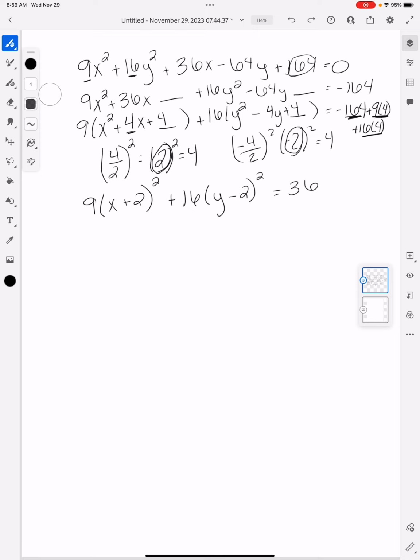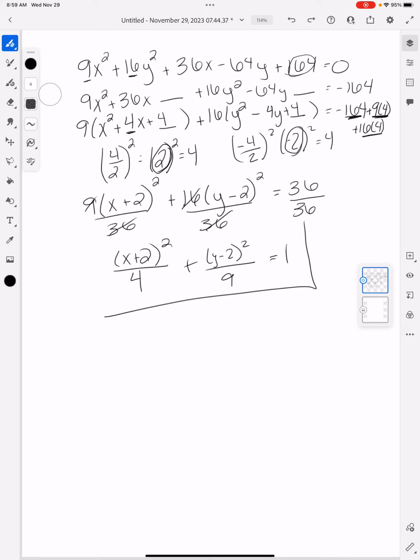Now, I know it's an ellipse because I'm adding my terms together, but for an ellipse, it needs to equal 1. So the last step is to divide every term by 36. When I cancel the 9 and the 36, that's going to give me x plus 2 squared over 4. And when I cancel the 16 and the 36, that's going to be y minus 2 squared over 9. And then it equals 1, and now I have the equation of my ellipse in standard form.